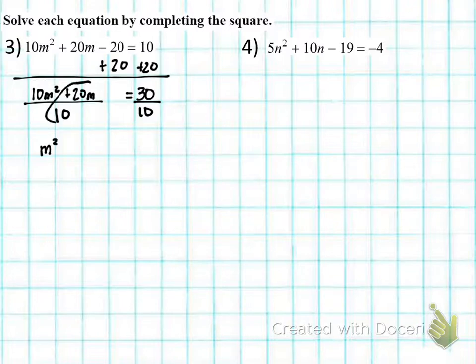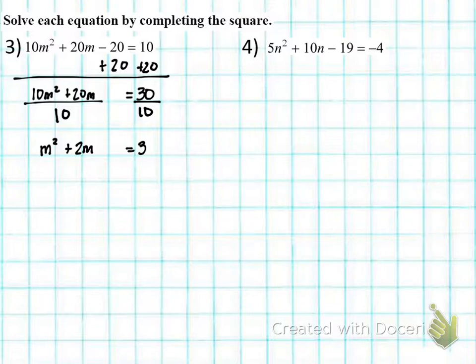What's positive 20m divided by 10? Positive 2m. Okay, what's 30 divided by 10? 3. Okay, next. What's my b? 2. Good.